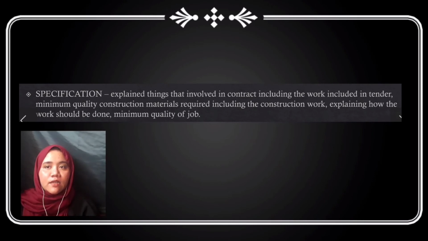So the next one is specification. It explains things that are involved in the contract, including the work included in the tender, minimum quality of construction materials required during the construction work, explaining how the work should be done, and minimum quality of job. Specification, or spec, is usually prepared by the architect, and must include all items required in the implementation of a project.